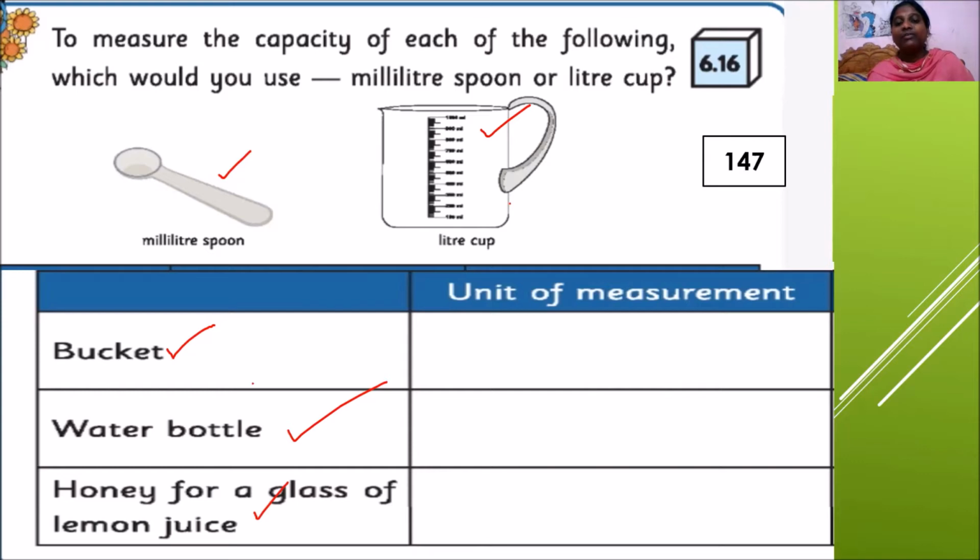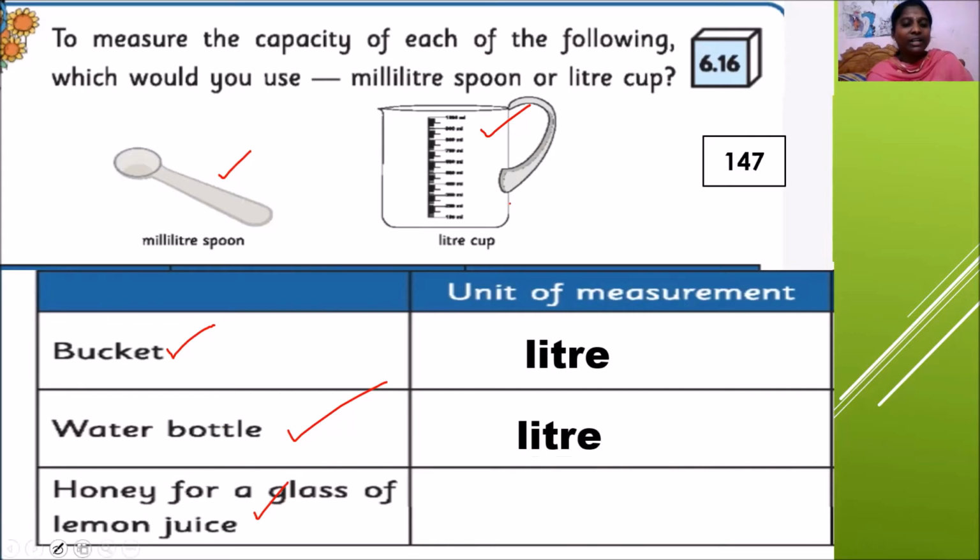Now, we have to choose the unit of measurement. The first one is bucket. Which unit, children? Is it a milliliter spoon or liter cup? Obviously, we need a liter cup because the capacity of the bucket is high. The second one is water bottle. Which unit will you select, children? Yes, it is also liter.